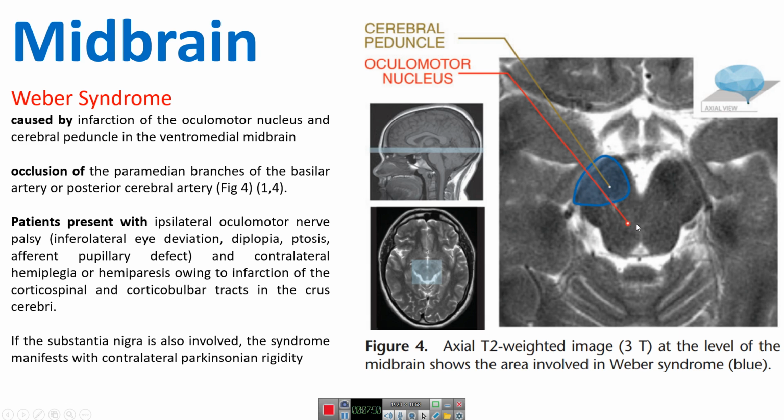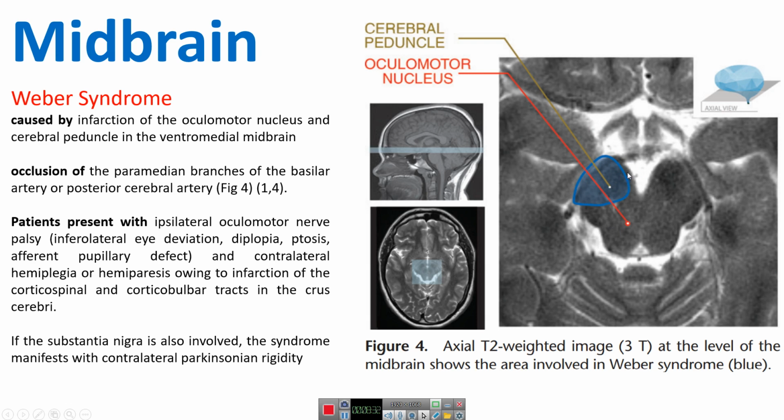This is the cause of this form of occlusion. Infarction of the oculomotor nucleus in the ventromedial part. The patient presents with ipsilateral oculomotor nerve palsy because it will affect the nucleus itself. That results in oculomotor nerve palsy, infralateral eye deviation, diplopia, ptosis, and afferent pupillary defect, in addition to contralateral hemiplegia or hemiparesis due to infarction of the corticospinal and corticobulbar tract in the crus cerebri.